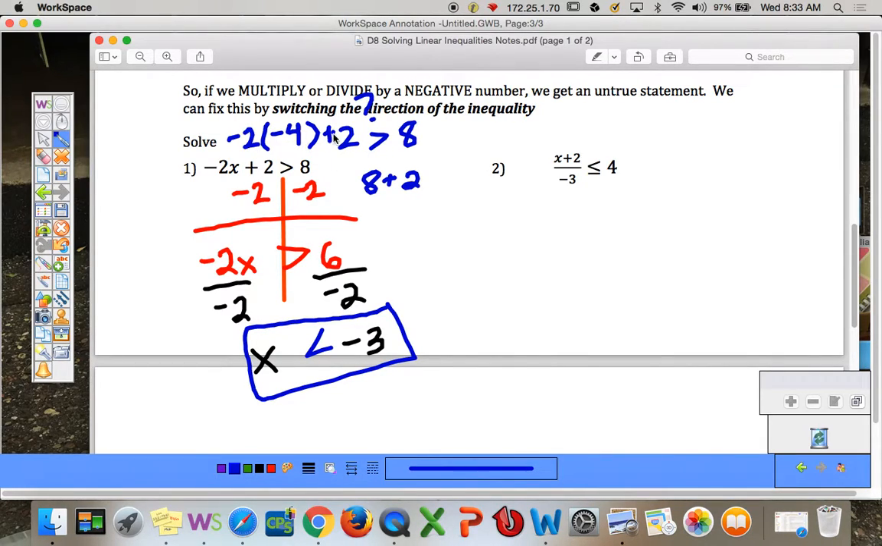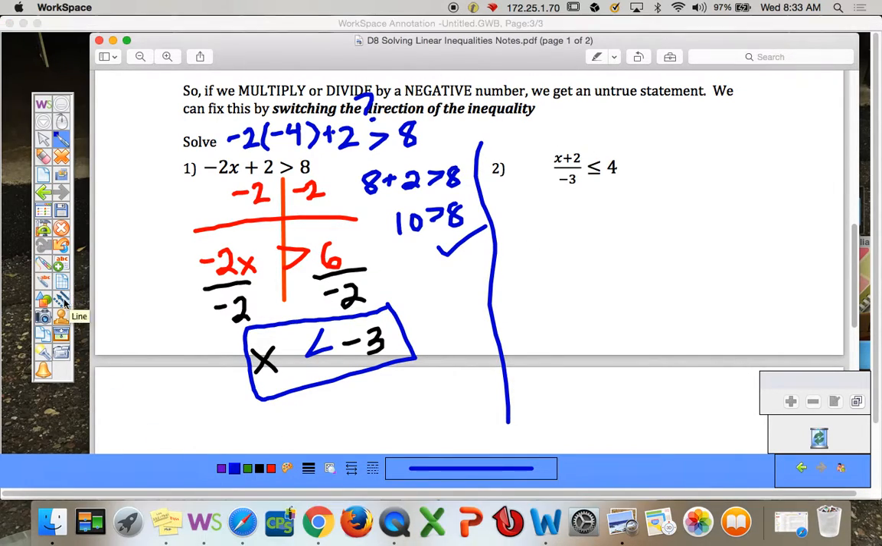Is 8 plus 2 greater than 8? We got 10 is greater than 8, and that works. That is true. So you can check your answers, just like when we solve equations. You can check your answers for inequalities by plugging in values and seeing if the statement's true. All right, let's try the next one.